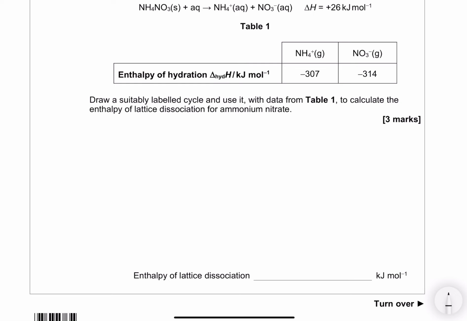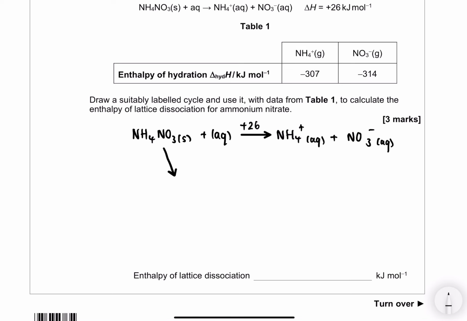So there are many ways to draw this cycle. We've been given a value for an equation above, so we could use that at the top of the cycle. Or we could have put the enthalpy of dissociation at the top of this cycle. That's the thing that we are trying to calculate. Now it's telling us that this arrow is worth plus 26. We're trying to calculate lattice dissociation, which is when 1 mole of this solid ionic lattice breaks down into gaseous ions.